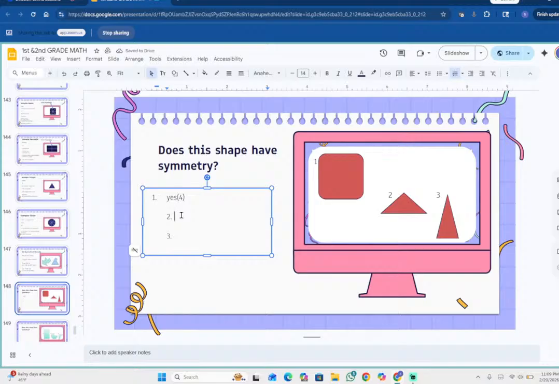Now for 2. So 2 is also yes. And there's only 1, since we can only cut it vertically. And 3 is the same thing. Yes, only 1.